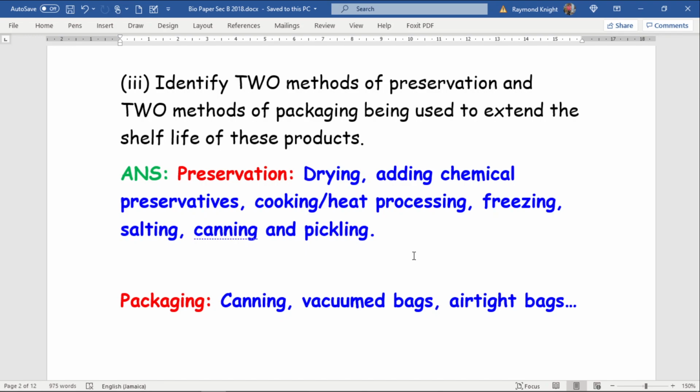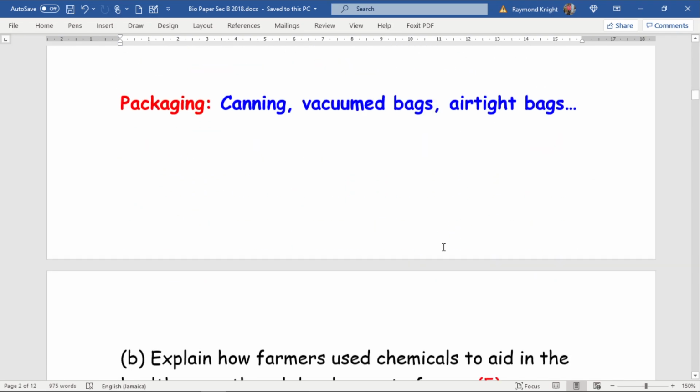In terms of packaging, canning as well is a form of packaging. You may use vacuum bags, which remove the air, so microorganisms will not be able to survive in that condition without any form of air whatsoever. You can also use airtight bags. So those are typical ways that we can use to package these products.